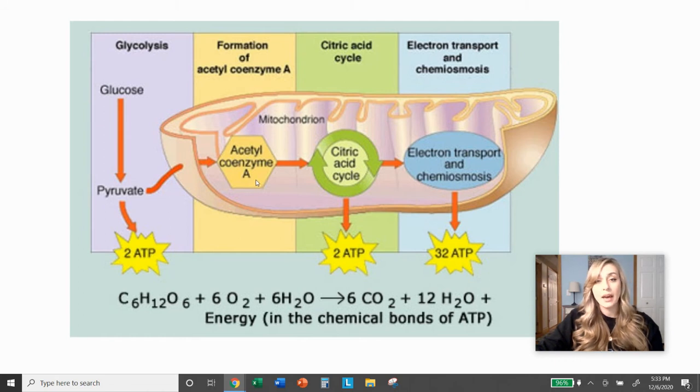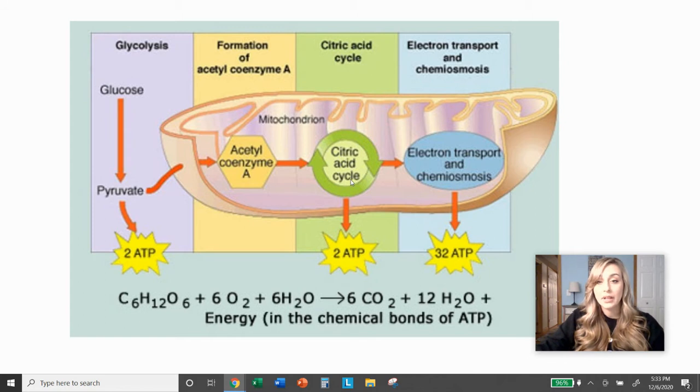This diagram here has the intermediate step, or the preparatory step, of making this coenzyme that's going to be used later on in the process itself. So that is taking pyruvate and breaking it down into this form. The citric acid cycle, we learned, is also known as the Krebs cycle. I'm going to refer to it as the Krebs cycle because that's what I like to call it.